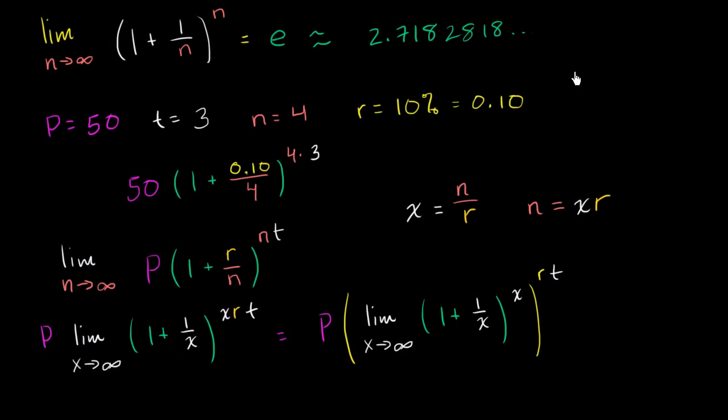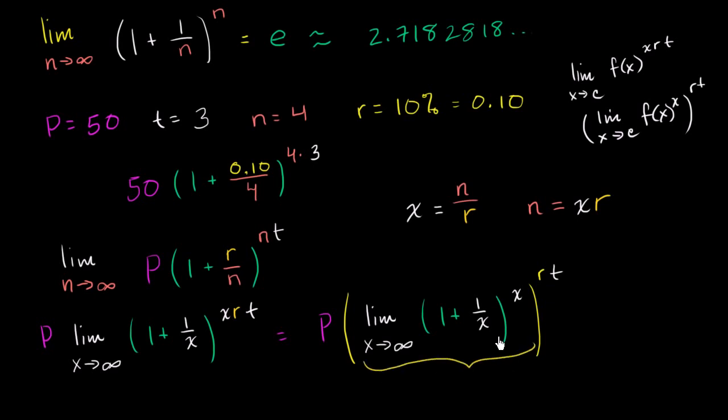I'm really just using the property that the limit as, let's say, x approaches c of f of x to the xrt power is the same thing as the limit as x approaches c of f of x to the x, and then all of that raised to the rt power. Well, what is all of this business that's inside the parentheses? Well, we've seen that before. All of that is equal to e.